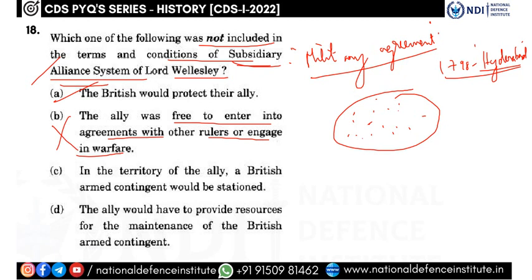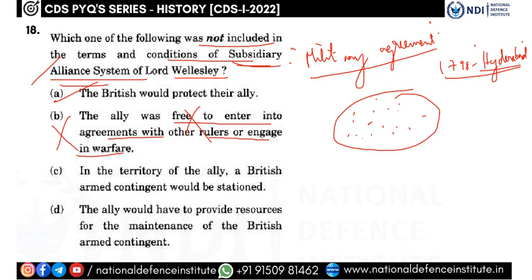So there will be a British official posted along with the king there. The local ruler is not allowed to enter into agreements or engage with any other nearby princely state or any other European nations like the French, Spanish and all. They are not allowed to do that. They are not free to enter into any agreement. Ultimate control was held by the British.